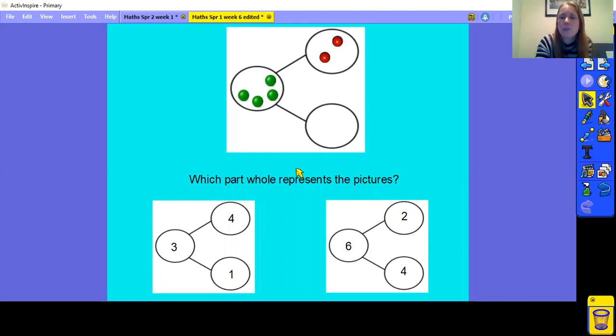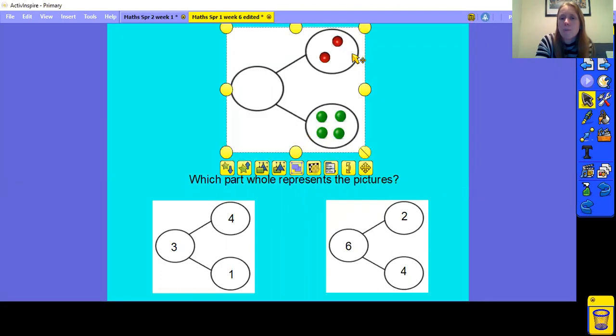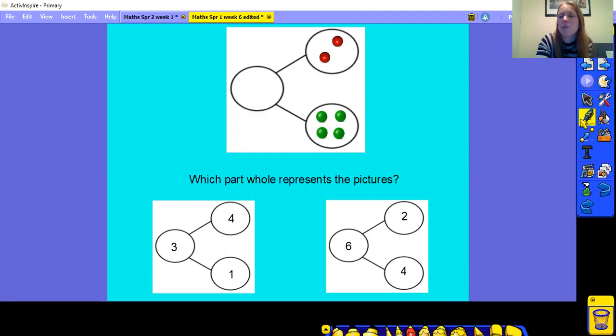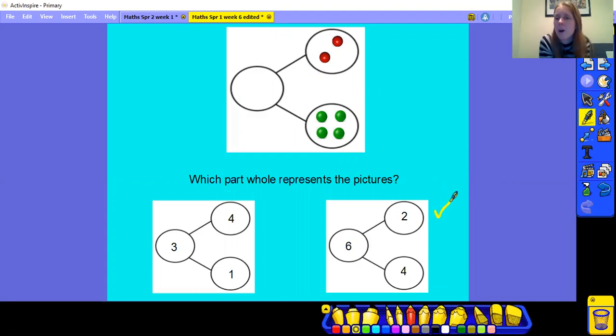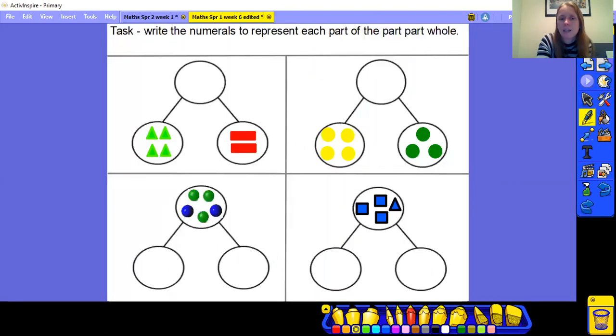That's right, the 4 represents the green balls. Here are the green balls. How many can you see? Yes, there are 4. This number 4 represents the 4 green balls. This 2 represents the 2 red balls, and the 6 represents how many balls we have all together. This one is correct. Well done if you got that right.